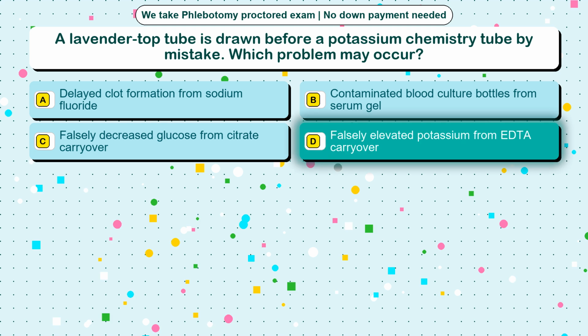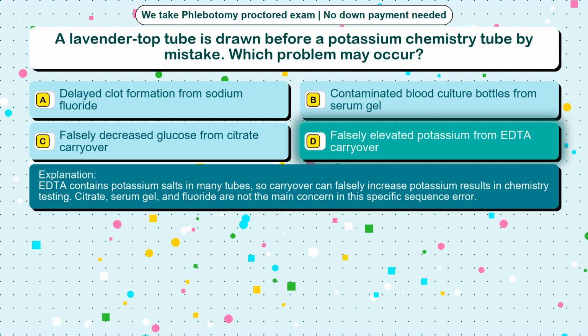The correct answer is option D, falsely elevated potassium from EDTA carryover. EDTA contains potassium salts in many tubes, so carryover can falsely increase potassium results in chemistry testing. Citrate, serum gel, and fluoride are not the main concern in this specific sequence error.